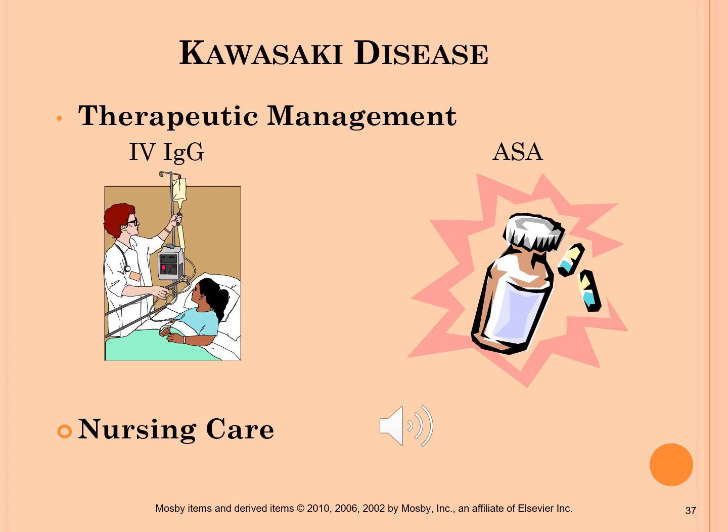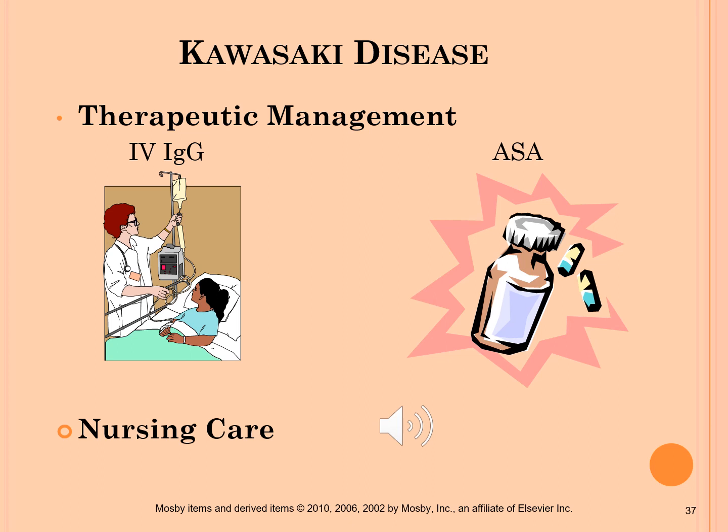You don't need to memorize how many milligrams per kilogram. I just want you to understand they need the IVIG and they need aspirin. So we give them a high dose initially. That'll be continued for a few days after the fever has broken. And then once the fever has actually broken, we're going to reduce the dosage. So they'll get a lower dose, kind of like a maintenance dose of aspirin.